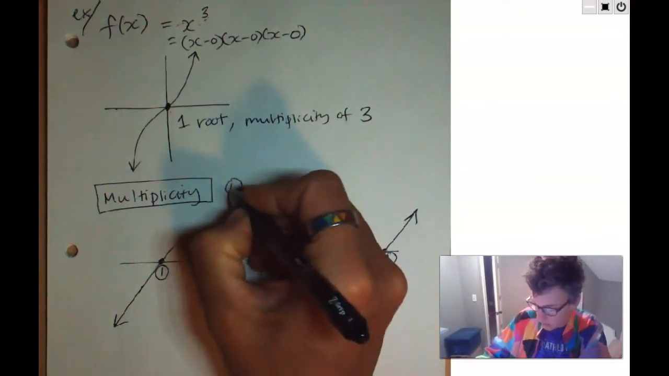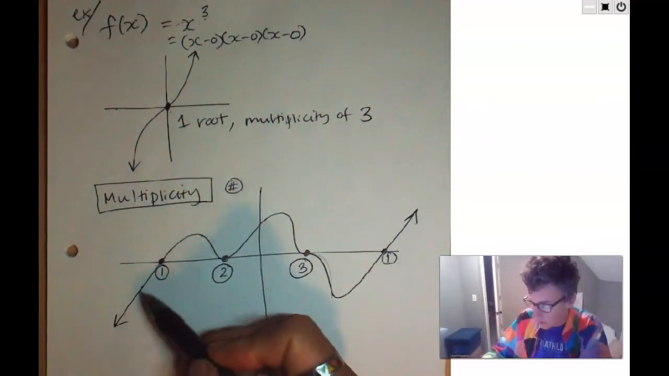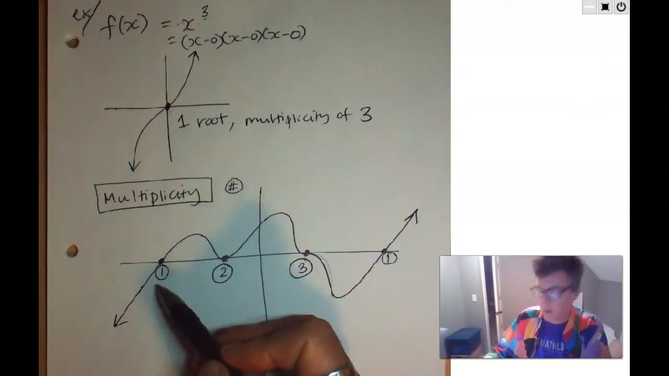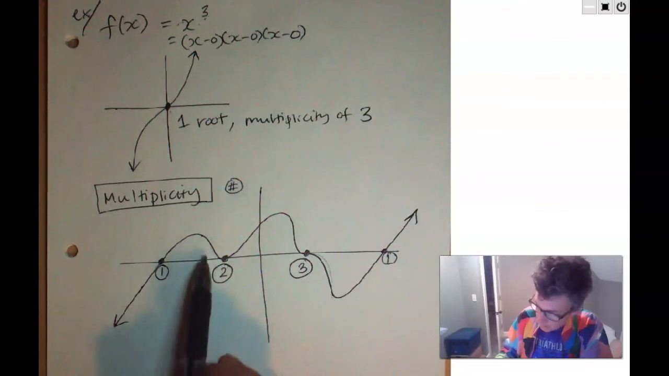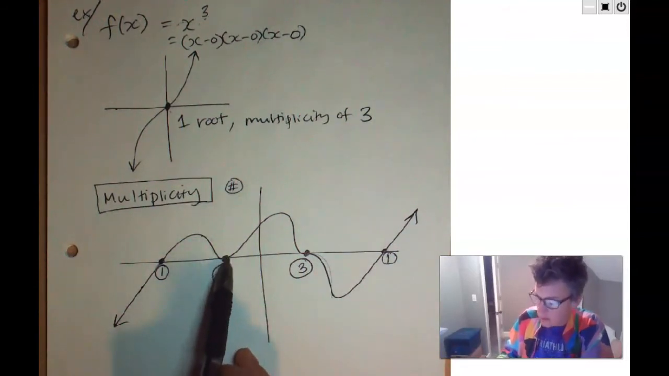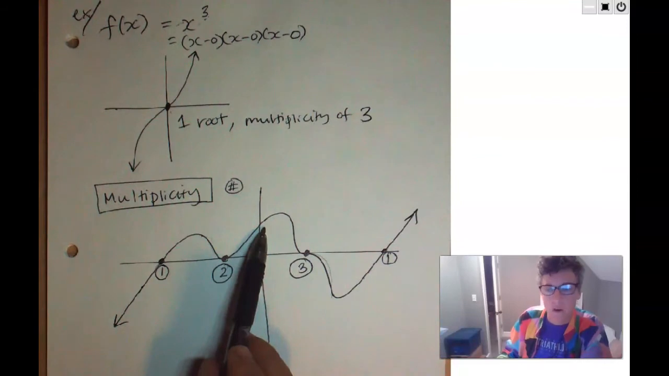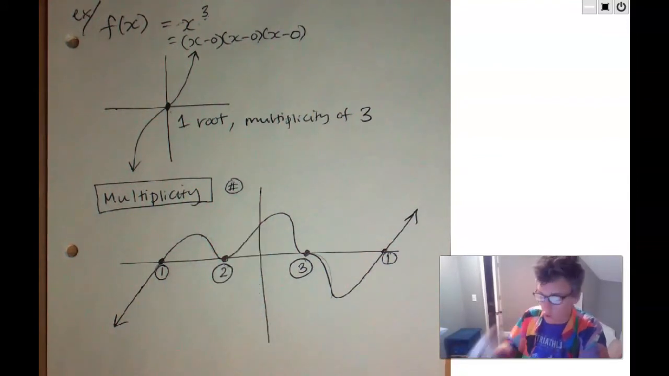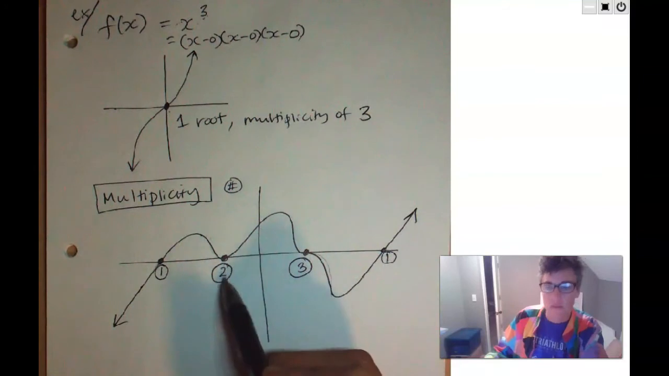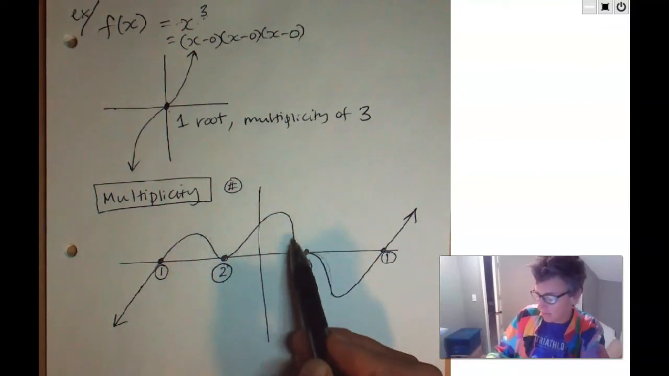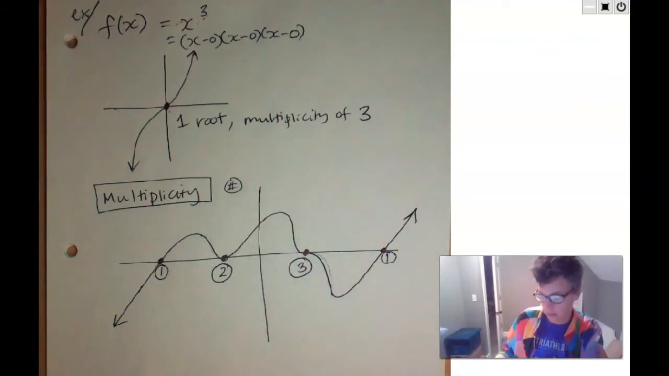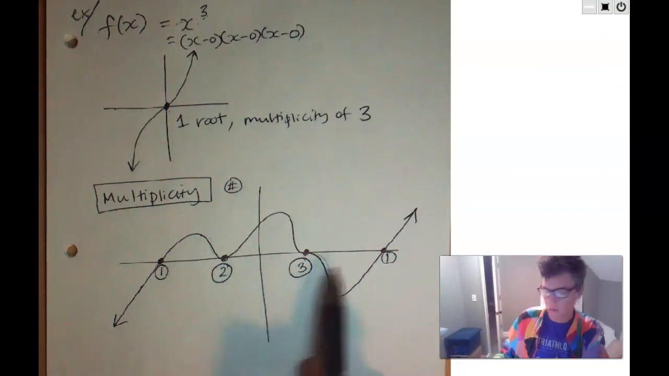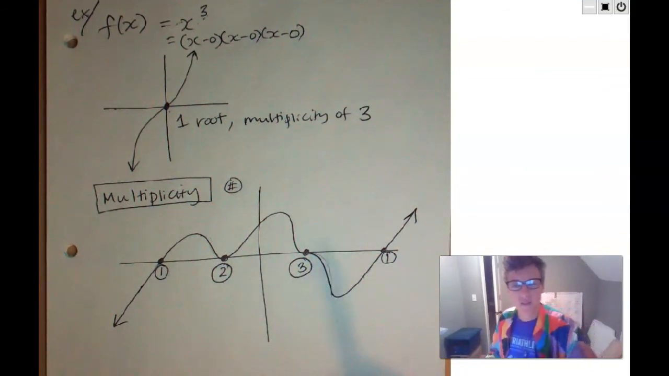If it goes straight through a graph, the multiplicity of that 0 is 1. If it comes to the axis, touches, and bounces off, like a ball, bounce, that is a multiplicity of 2. And if it hangs out for a minute and keeps going that same direction, that's a multiplicity of 3. So based on this graph, what would be the degree of this strange polynomial?